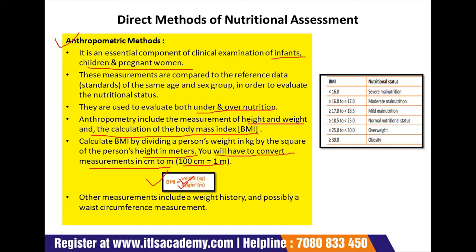A BMI value outside the WHO range for normal nutritional status indicates a need for nutrition interventions to slow or reverse weight loss or to reduce overweight. Other measurements include a weight history and possibly waist circumference measurements.